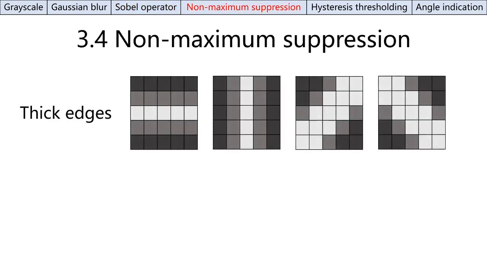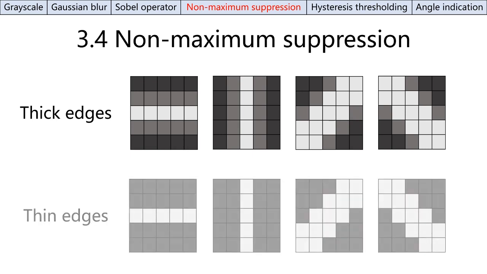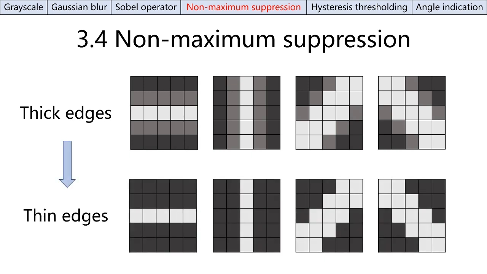As I mentioned previously, we want to know where the edges are, but not how thick they are. So in the next step, we want to thin the edges by non-maximum suppression. The mechanism is quite simple. We want to preserve the pixels whose values are the highest among their neighbors and suppress the other pixels along the vertical direction of the edge.